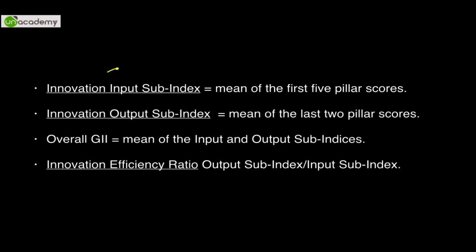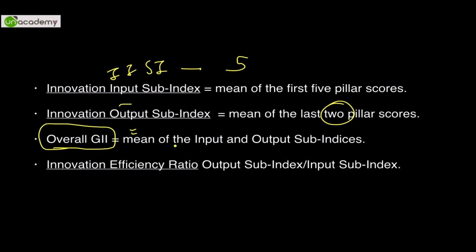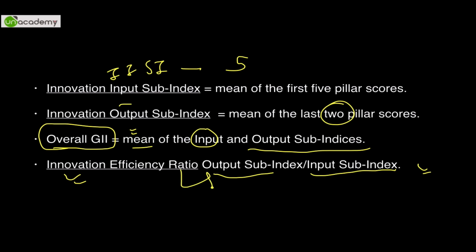Now, four measures make up this GII. First is the innovation input subindex. As I've already told you, it takes five pillars. Output takes two pillars into account. Overall, the Global Innovation Index is the mean of the input and output subindex. Very simple. And the innovation efficiency ratio is output divided by input subindex. Just remember this. This is the ratio while the other is the average.